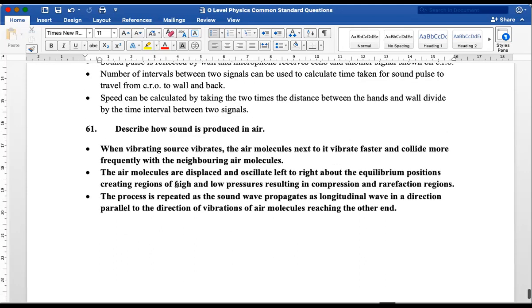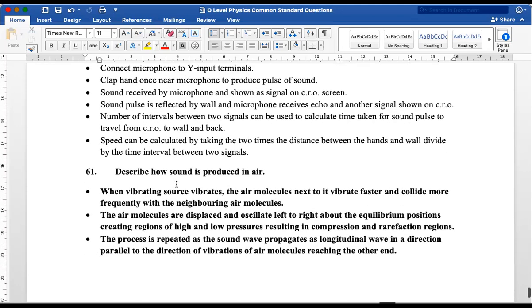Describe how sound is produced in air. This is the last question that I will go through. Take a look at it first.